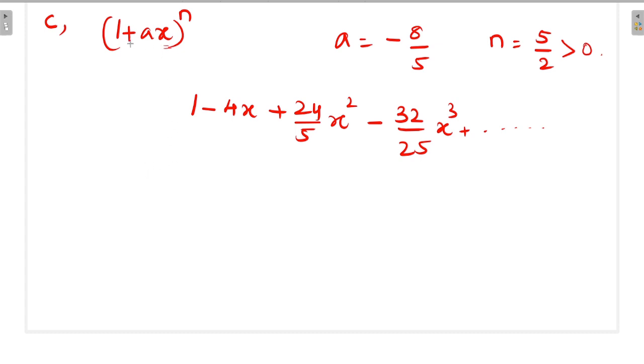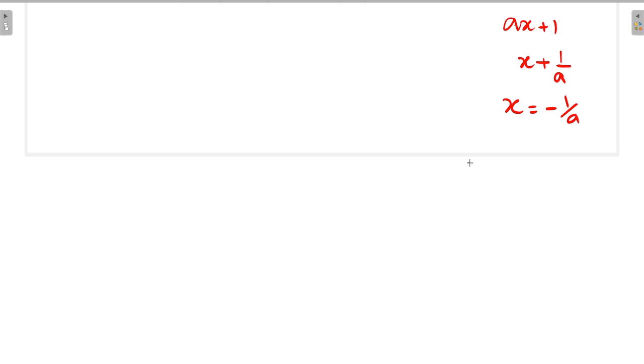So let's find the possible value of x for this expansion to be valid. So 1 plus ax equals 0. What is x? X plus 1 by a, so x equal to minus 1 by a. So what is the value of x? X equal to minus 1 by a. That is x equal to minus 1 by minus 8 by 5. Here possible value of x equal to 5 by 8.